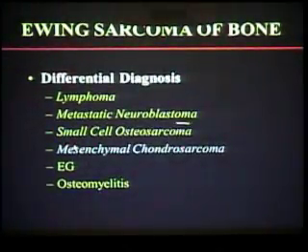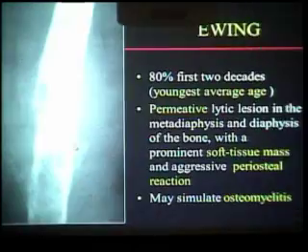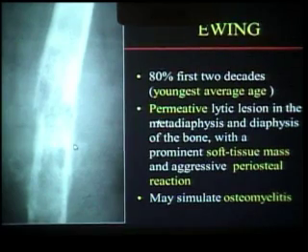So we saw this differential diagnosis: lymphoma, metastasis, small cell osteosarcoma, Ewing, and osteomyelitis. This is what I want you to remember about Ewing. It's 80% in the first 2 decades. It has the youngest average age. You will see a permeative lesion, usually in the diaphysis or metadiaphysis. You may have a soft tissue mass with or without cortical destruction, and you will see aggressive periosteal reaction. I want you to remember that this may simulate osteomyelitis.